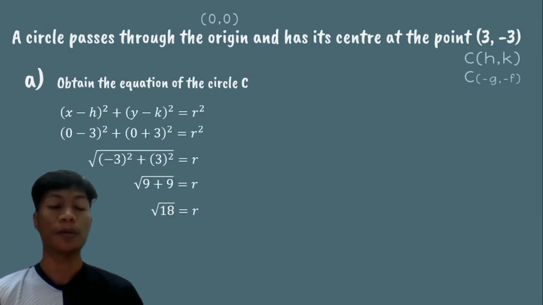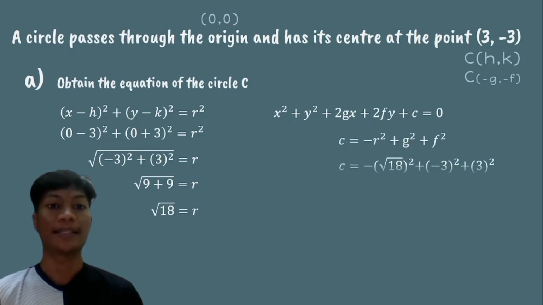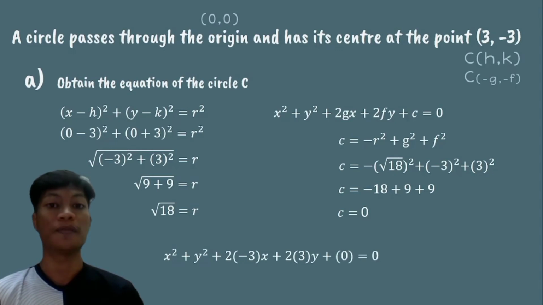Thus, r equals root 18. To find the value of c, we substitute r equals root 18, g equals -3 and f equals 3 into the equation of c. Thus, we get c equal to 0. And then finally, we substitute the values of g, f and c into the general form to get the equation of circle C. Thus, we get the equation of the circle C, which is x squared plus y squared minus 6x plus 6y equal to 0.